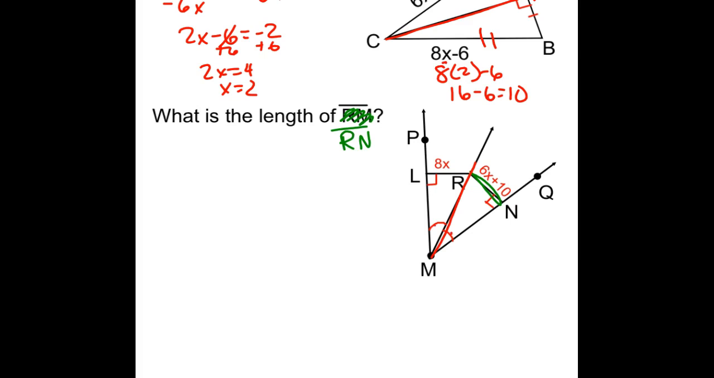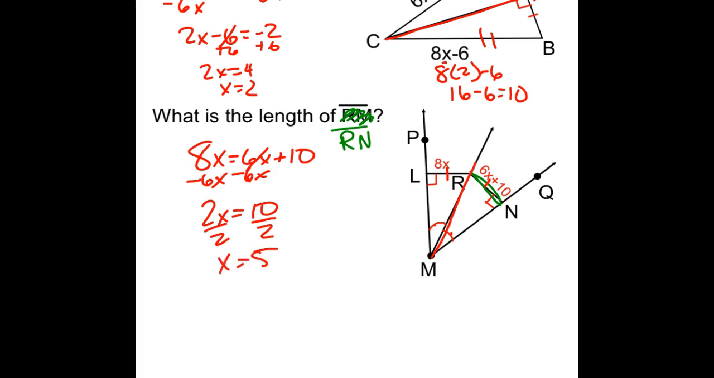Well, the cool thing is that when you have an angle bisector like that, these perpendicular distances from the side are going to be the same again. So we can now set up an equation and we can solve for x again. I subtract 6x, subtract 6x, 2x is 10, divide both sides by 2 and I get x equal to 5. Once again, that's not what we're looking for as our answer. We're trying to find that RN.